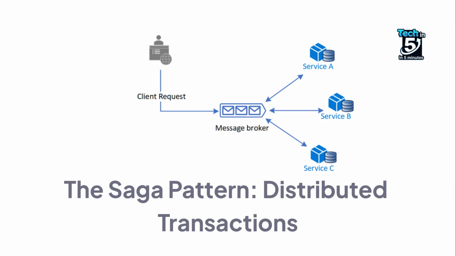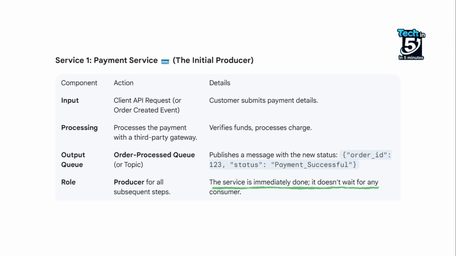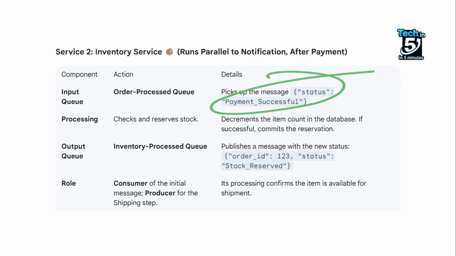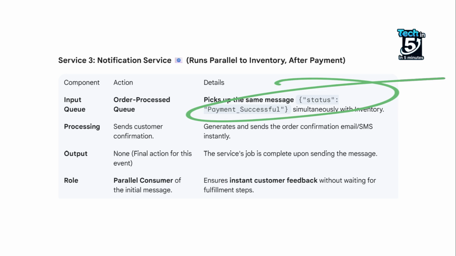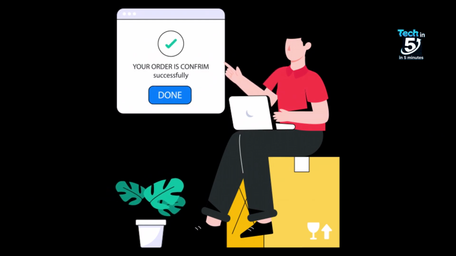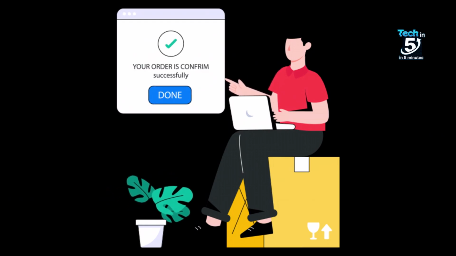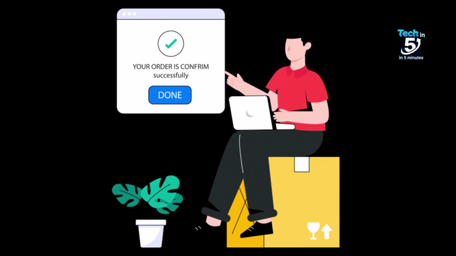A saga is a sequence of local transactions, all driven by events. Step 1. The payment service finishes, publishes payment successful, and is immediately done. Now, two things happen simultaneously. The inventory service consumes that event to start the fulfillment chain. In parallel, the notification service consumes the exact same event to immediately send the customer the order confirmed email. This is key. The customer gets their confirmation email instantly without having to wait for the stock to be reserved.